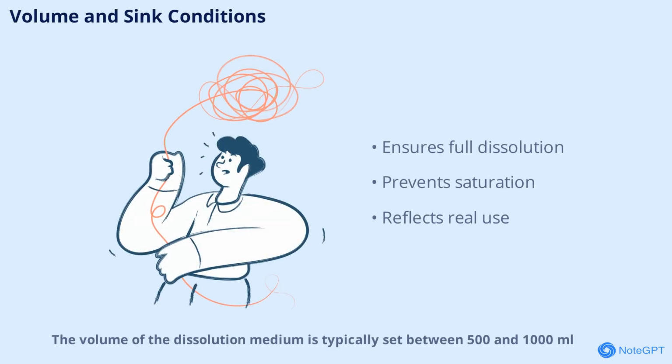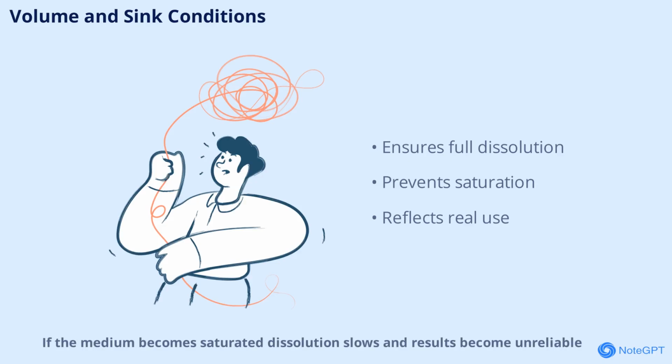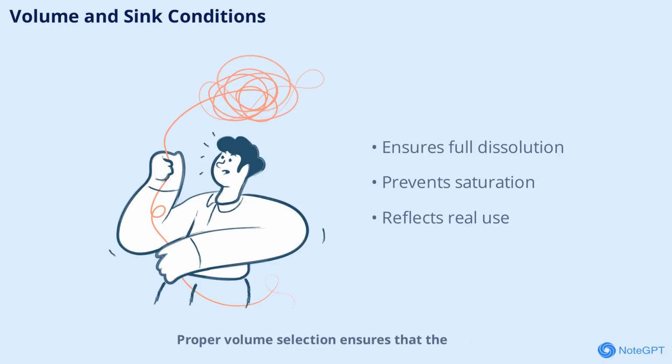Volume of the dissolution medium is typically set between 500 and 1000 ml, with 900 ml being common. For certain apparatus, larger volumes up to 4 liters may be used. Maintaining sink conditions is vital. This means the drug should remain fully dissolved throughout the test. If the medium becomes saturated, dissolution slows and results become unreliable. Proper volume selection ensures that the test reflects the drug's real-world performance.